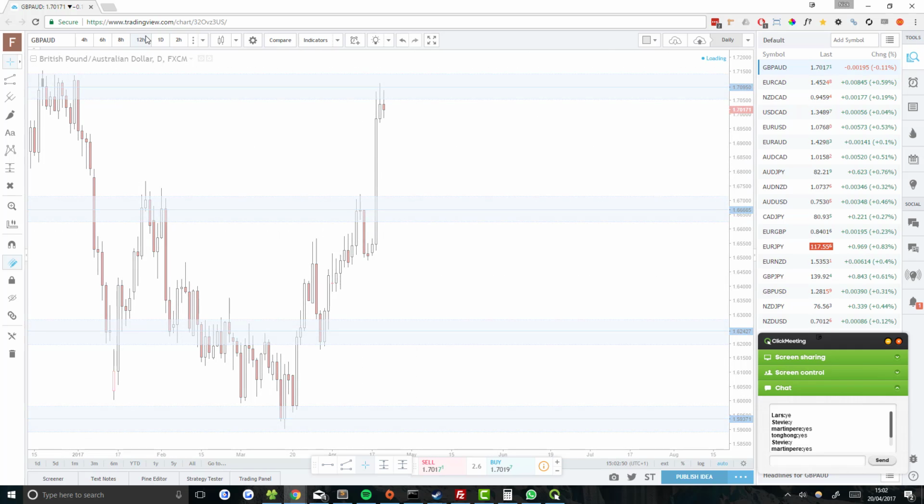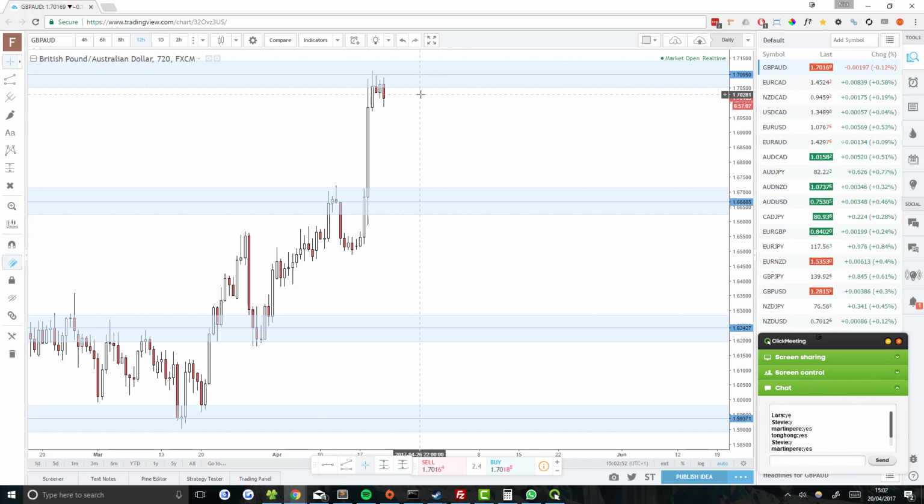It's looking quite good at the moment. I entered on the 12-hour. So it's going okay. I mean, it's not looking quite good. It's just kind of like just starting out. So let's see how this one plays out over the coming few candles.